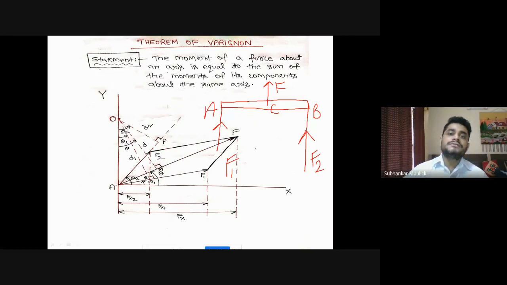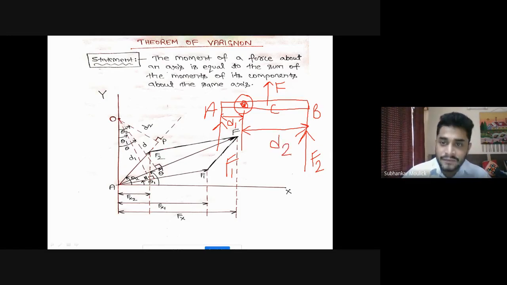According to this statement, if I am interested in finding out the moment of the entire body at a particular point, say this point D has a perpendicular distance d1 from the force F1, a perpendicular distance d2 from the point of application of force F2, and a perpendicular distance d from the resultant force F. Then according to this theorem, the moment of the resultant force about this point D will be F into d, because the formula of moment is force into perpendicular distance, and here the angle is 90 degrees.